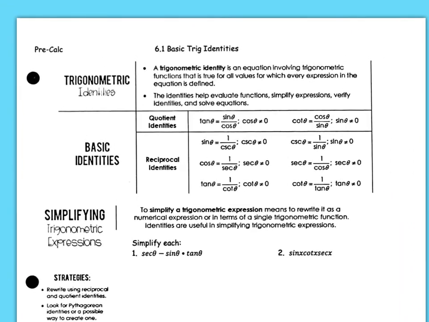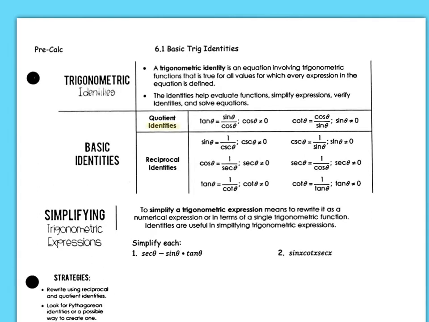Now an identity is an equation, which just means it has an equal sign in it. It also means that it's always going to be true. So that's what we have here. You can call them formulas if you want to, rules. We just call them identities when dealing with trig.